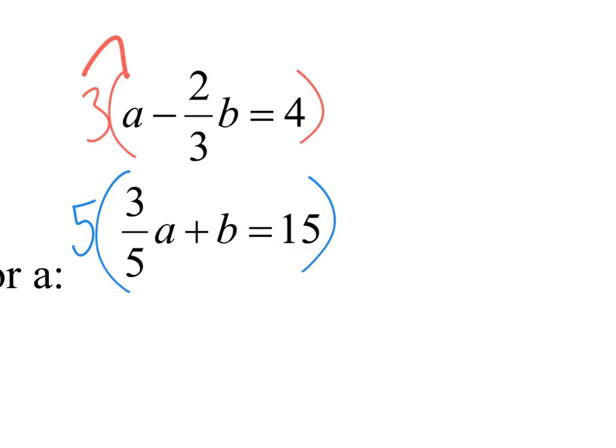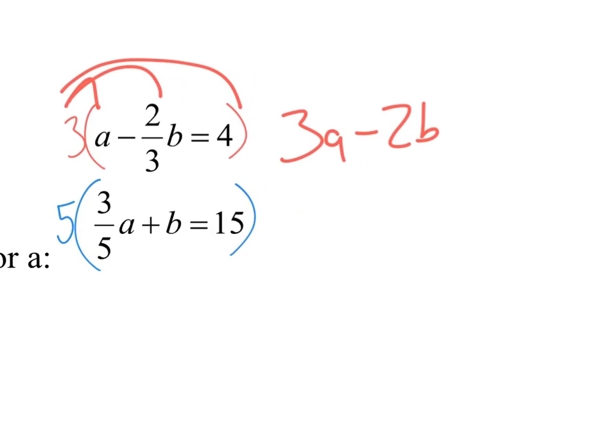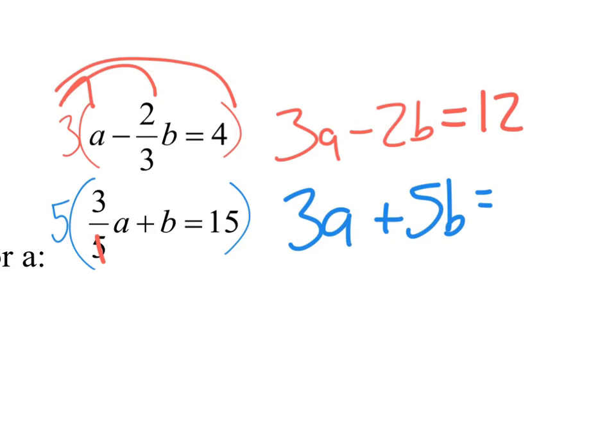3 times a, and that's going to give us 3a minus what? 2b equals to what? 12. Great. And then on the bottom, the 5's of course cancel out, and we're left with 3a plus 5b. Great. And 5 times 15 is what? 75. Beautiful.